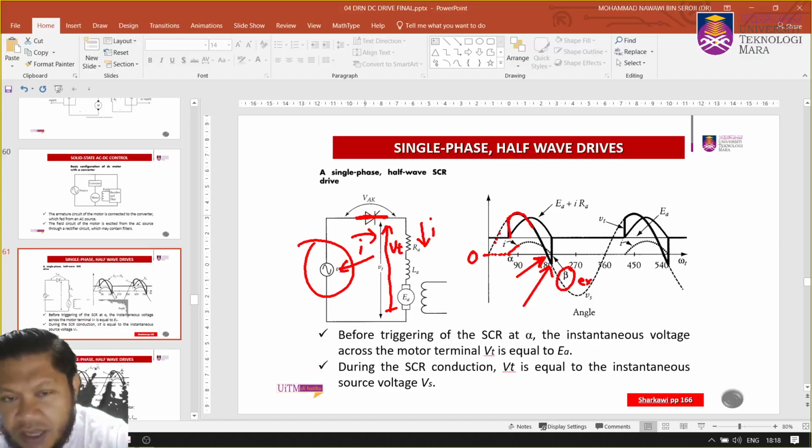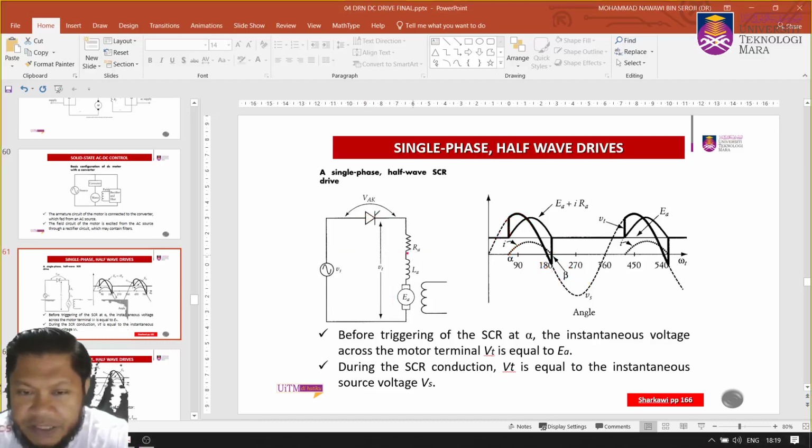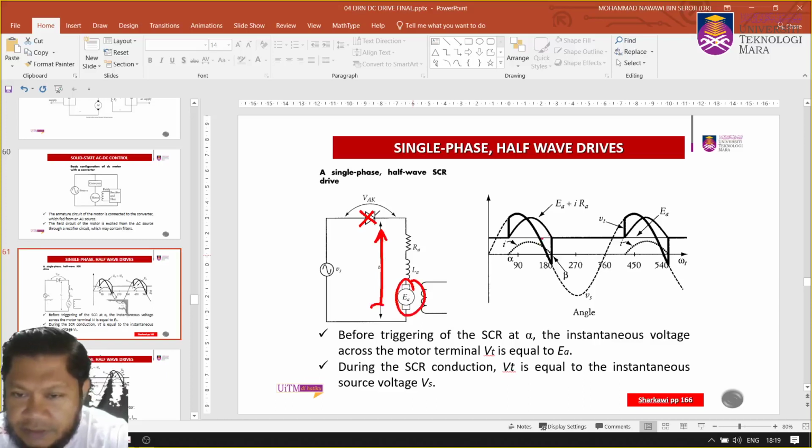It forces the thyristor to stay on, isn't it? And therefore the Vt here, the voltage across your terminal, will be equal to Vs, again until the current goes to 0. At that point, when the current goes to 0, the cycle repeats. So with an open circuit, Vt equals EA again.